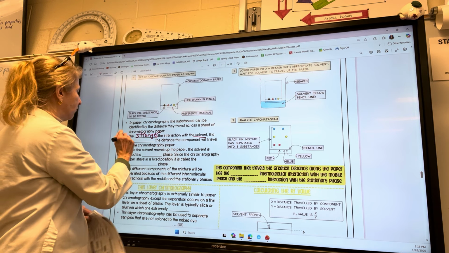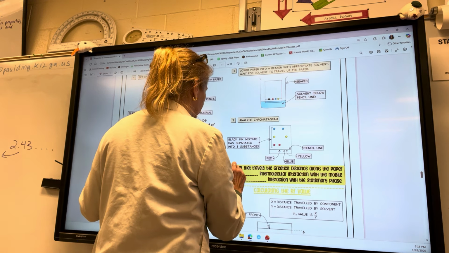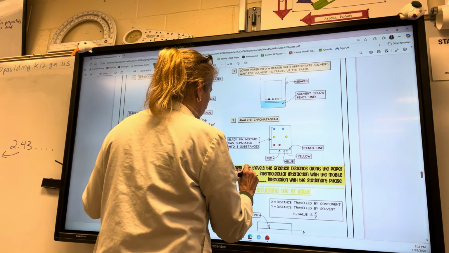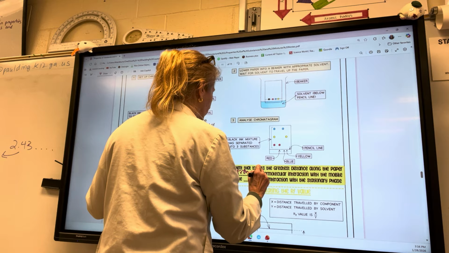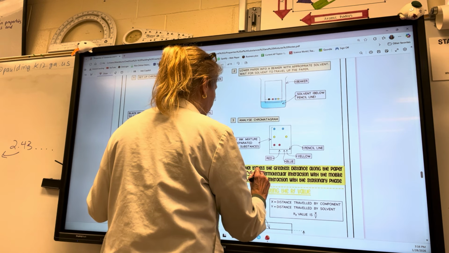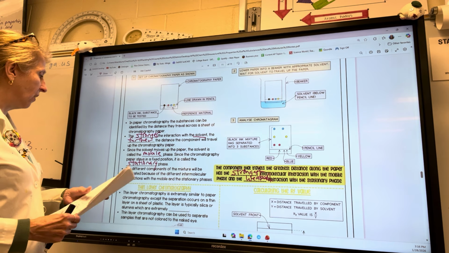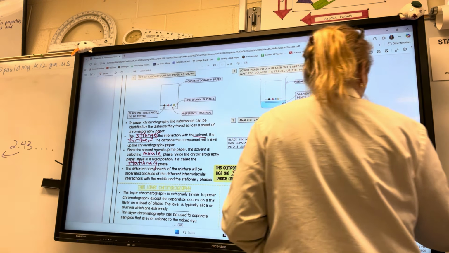The component that travels the farthest distance has the strongest attraction to the solvent, and the other one has the weakest. All right. Now, thin layer chromatography.